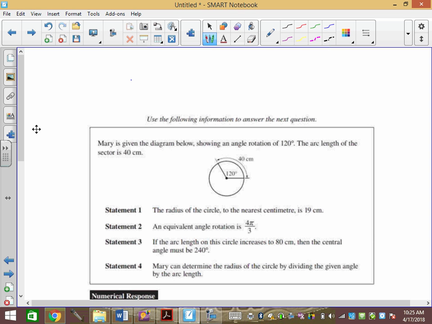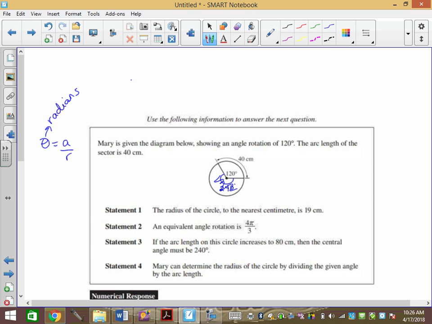Mary is given the diagram below showing an angle of rotation of 120 degrees. The arc length is 40. Remember, if you're going to use that formula, theta equals A over R, this theta needs to be in what? Radians. And it needs to be the actual theta of the arc. So if they gave me, say, this theta instead, which would be how much? How can I figure that out? So it would be 240. Had they gave me 240 here and the arc of 40, would I be able to use that formula? First off, it's in degrees, so no. But second off, I need the actual angle of the arc, right? And I don't have it, so I'd have to subtract from 360 to get it.